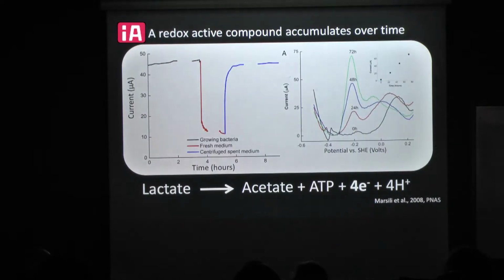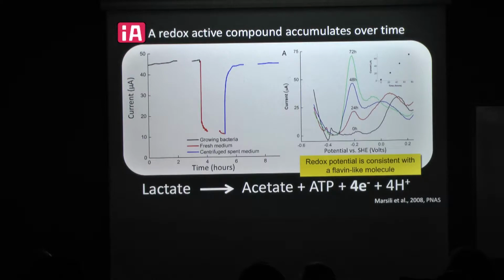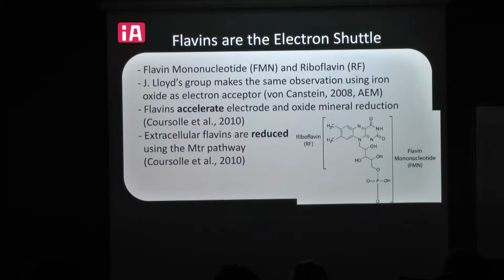And we did a bunch of experiments. This is some electrochemistry showing that over time, something accumulated in that culture supernatant that had a specific redox reactivity consistent with a flavin-like molecule. And then we went on to do some mass spec to determine that this is primarily a compound called flavin mononucleotide, or FMN. So what we see in young cultures is FMN, and in older cultures, riboflavin.